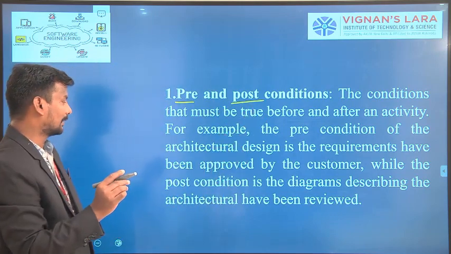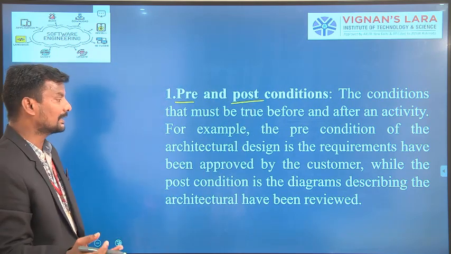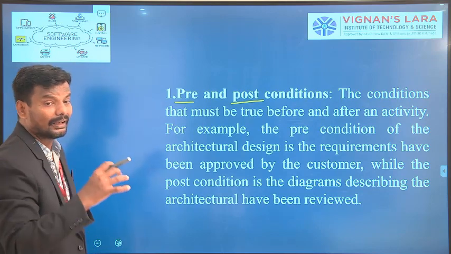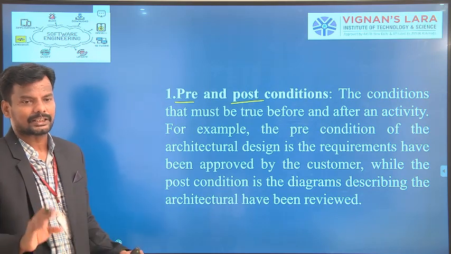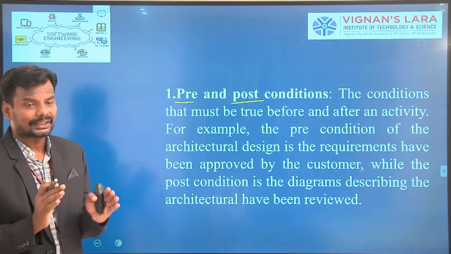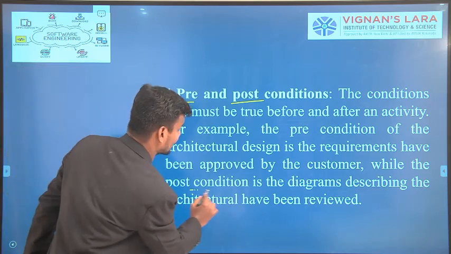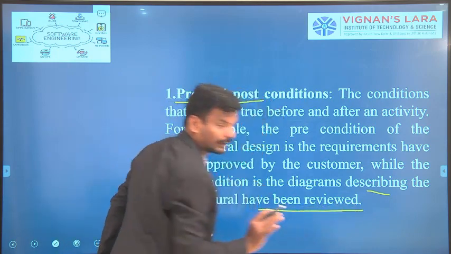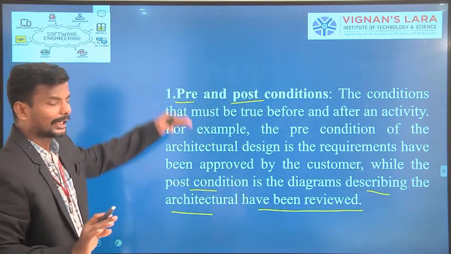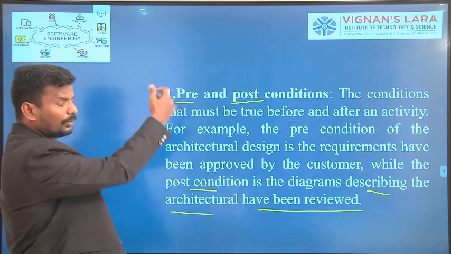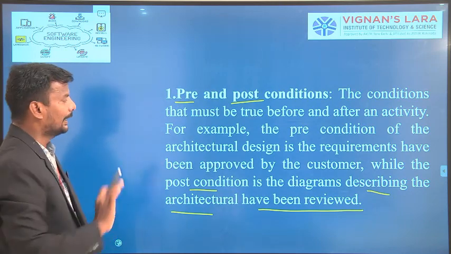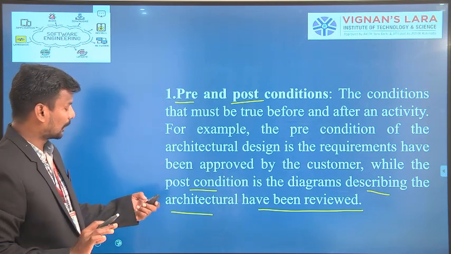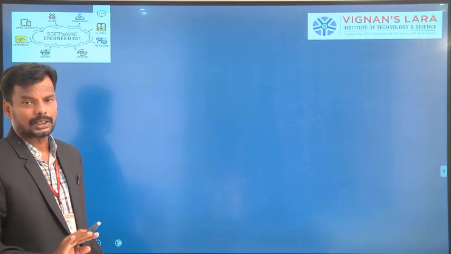A post condition is nothing but, after developing the software, we have to review everything. That is called a post condition. For example, the diagram describing the architecture has been reviewed. That is the post condition. These are the three things we have to use for developing any software process. That's all about the software process.